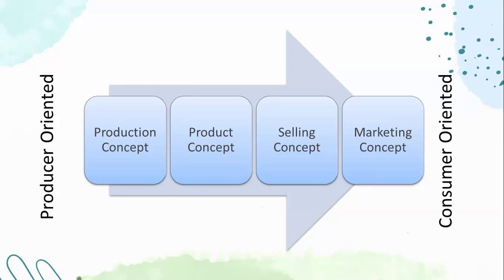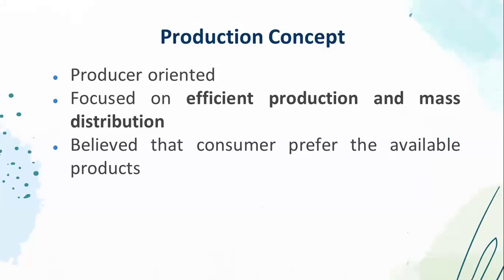But when it comes to the marketing concept, it came into a consumer oriented one, right? So we'll see one by one what these concepts are. Okay. So the first one is production concept. So this is of course a producer oriented one.